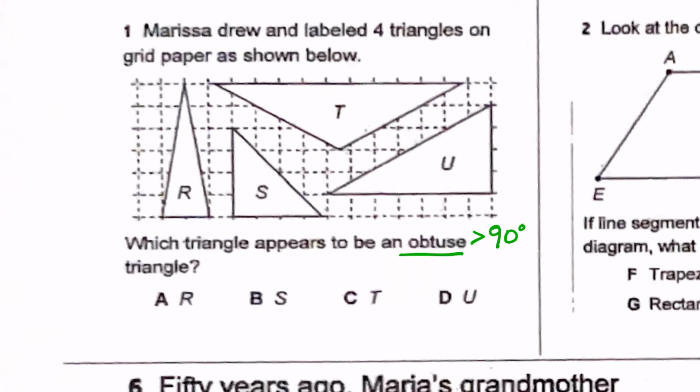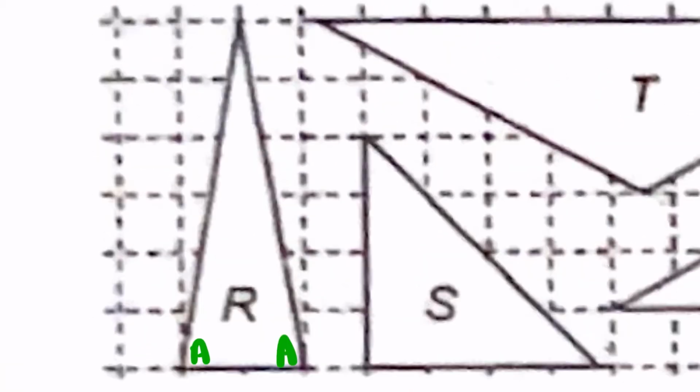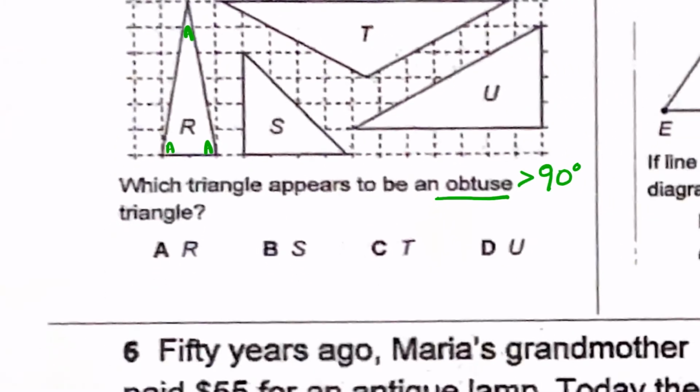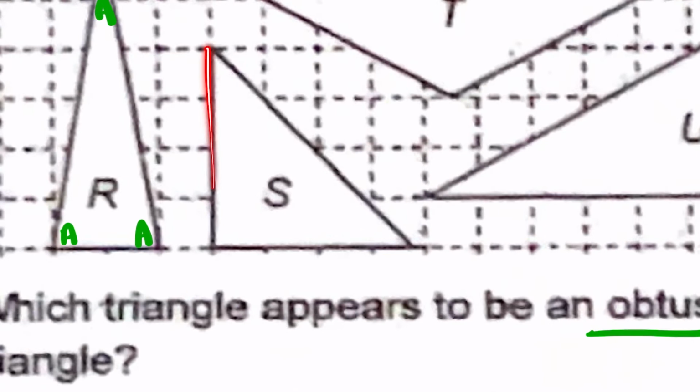If you go over here, you're going to notice that this angle is acute. So you're going to go ahead and label this angle as acute. This angle over here is also an acute angle. And this angle is also going to be acute. So this is an acute triangle. Triangle R is an acute triangle. Let's look at the next one.